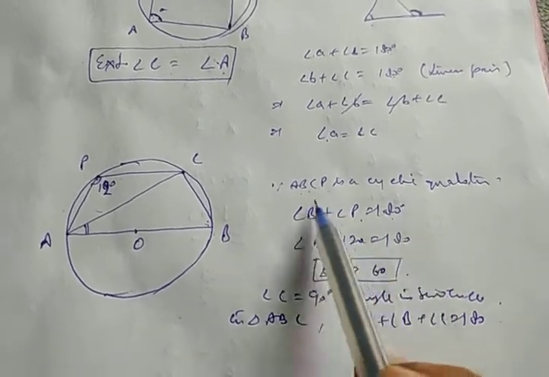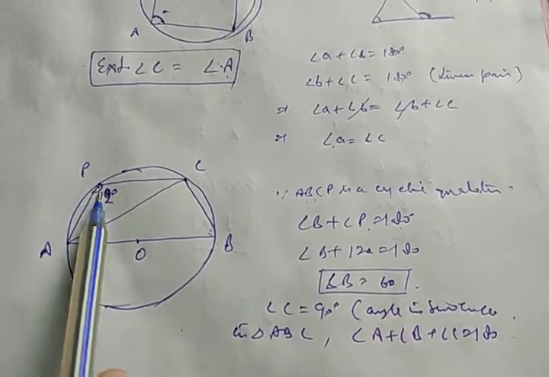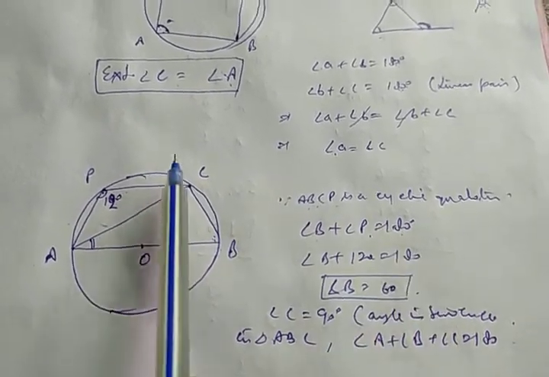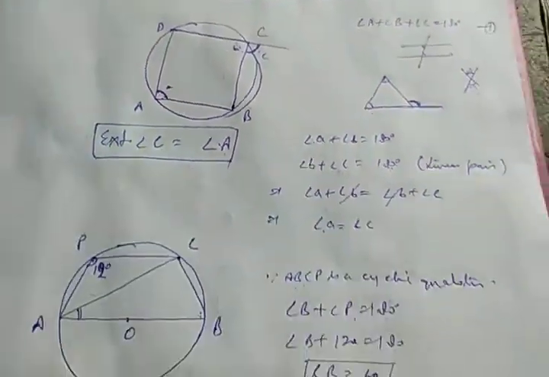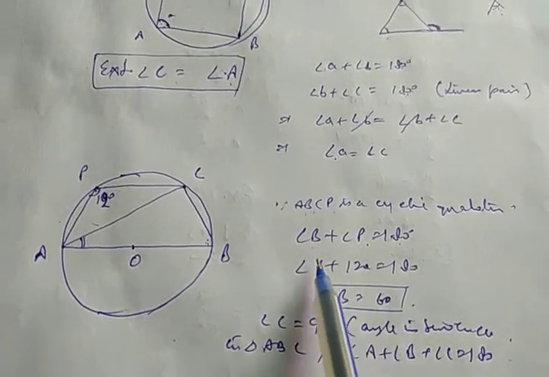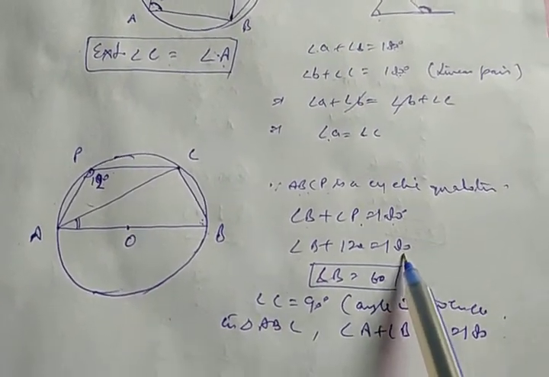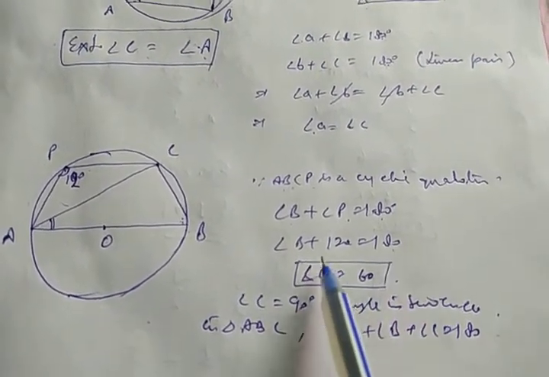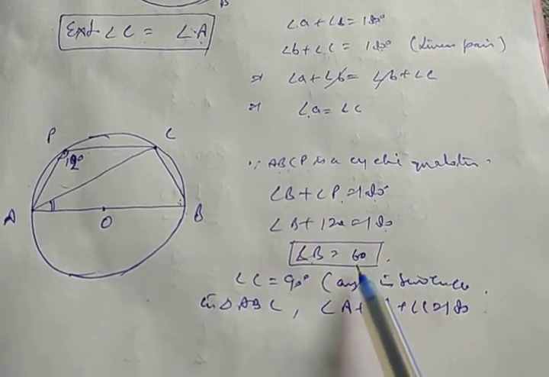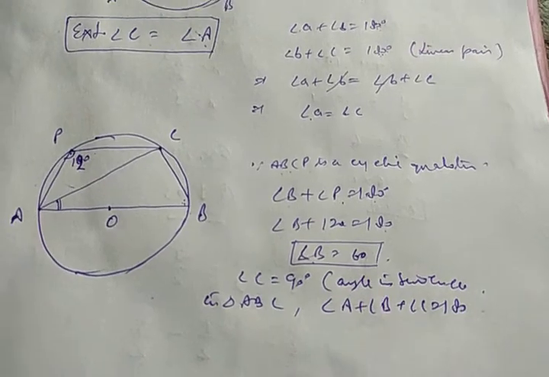When ABCP is a cyclic quadrilateral, it means angle B plus P will be 180, as per the property I have explained here. Likewise, put the value of angle P: B plus 120 is equal to 180. This 120 will be shifted to this side, 180 minus 120, you will get angle B is equal to 60 degrees.